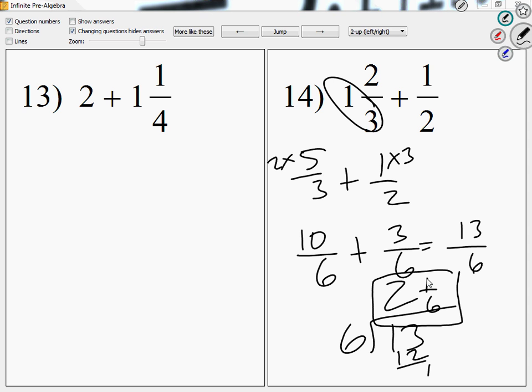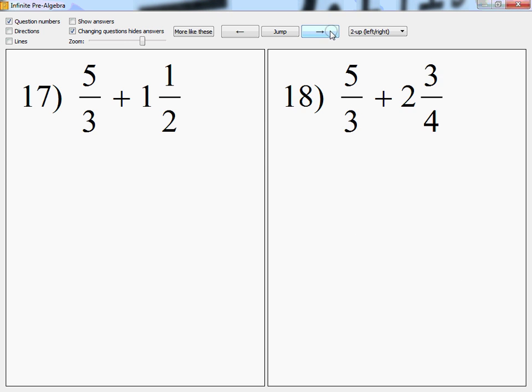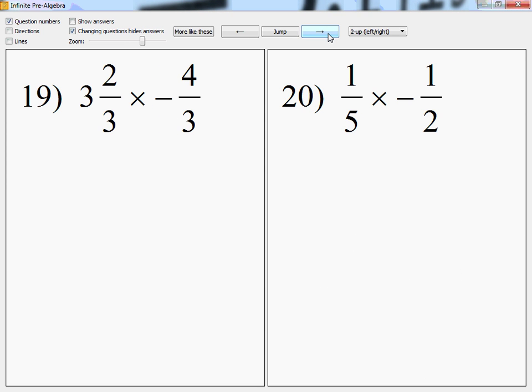Alright, any other questions up until 18? Remember, the main thing in adding and subtracting is common denominator. Make sure they have a common denominator. For multiplication, number 19, they don't need to. But let me start by changing it from mixed number to improper fraction. So the first fraction, let me call that 11 over 3. And I'll multiply this by negative 4 over 3.